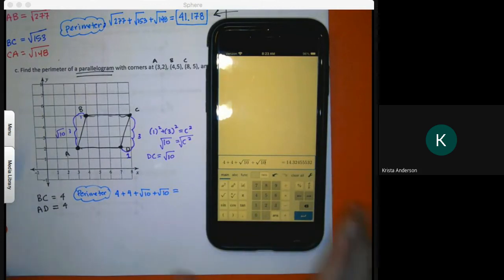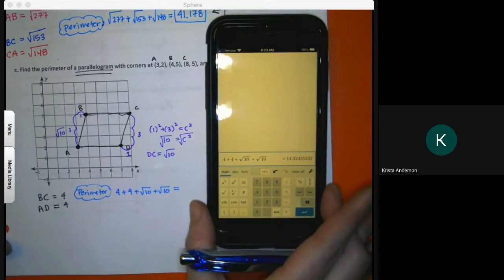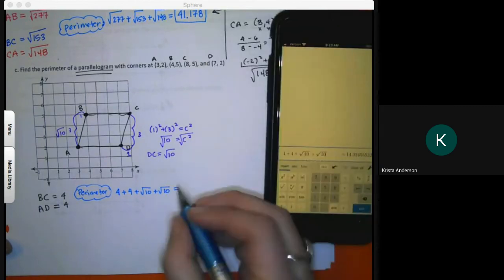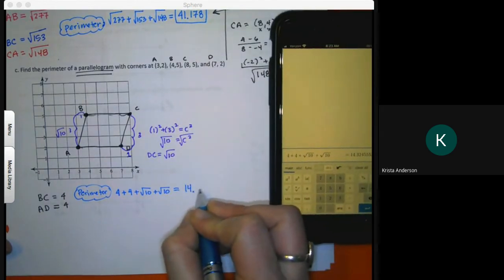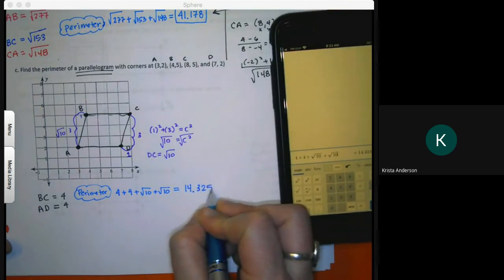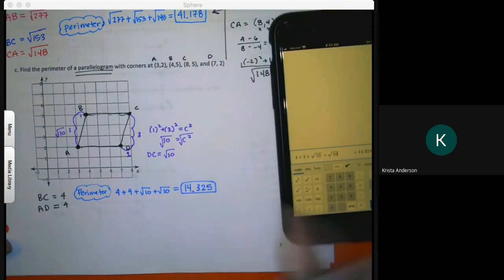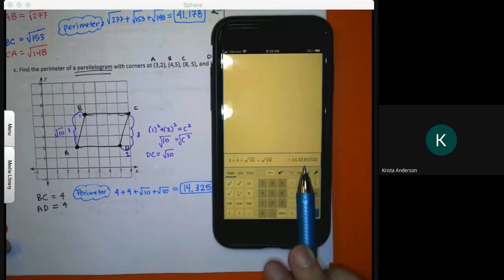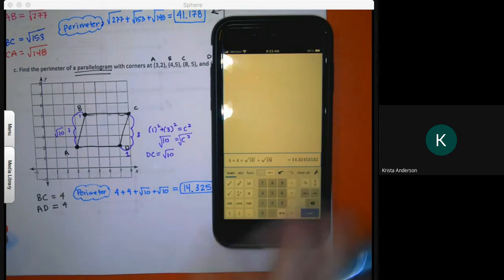14.325. Look at that. 14.325. Why did I round that 4 up to a 5? Why did I say 325? There's a 5. It's just 5, 5, 5. Yep, those 5s would round the 4 up. That is why it changed.